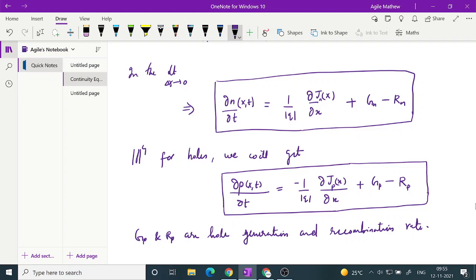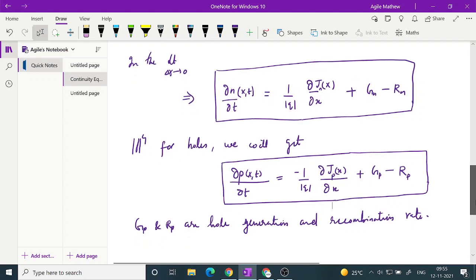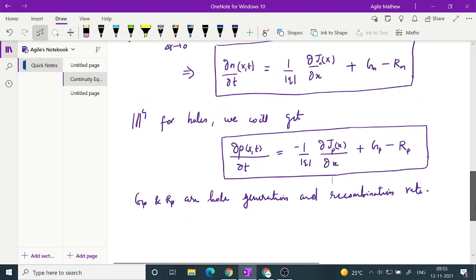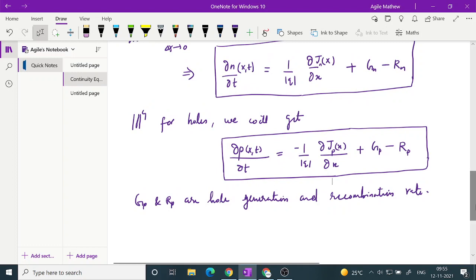Secondly, there can be generation at that point, and there can be recombination at that point. So all these three factors, that is the gradient of current, generation rate, and recombination rate, all at this point can contribute to the change of concentration at that point. So that's what it says. This is what is called the continuity equation for electrons and holes. Now we can further substitute for this Jn of x and Jp of x.